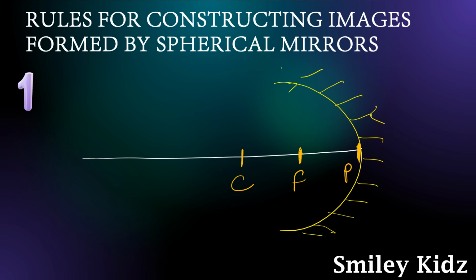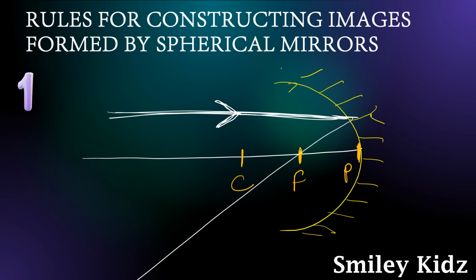Now rule number 1 says that whenever a parallel ray incident on the spherical mirror passes through a point called focus after reflection, that is, whenever an incident ray is striking the mirror and is reflecting back, it is definitely sure that it will pass through the principal focus or the focus.